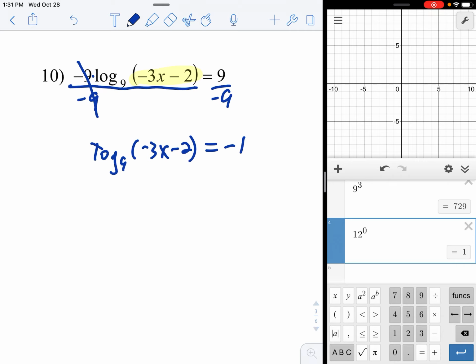Now we can cancel out the logarithm by base 9 again. Wow, I should have proofread this worksheet a little better. There's too many of the same type of problem. So I get negative 3x minus 2 equals 9 to the negative 1.